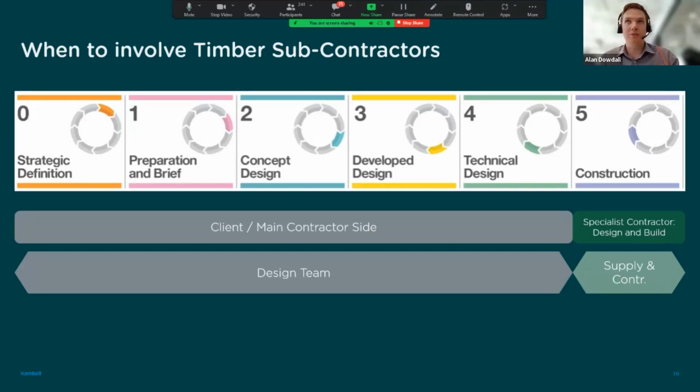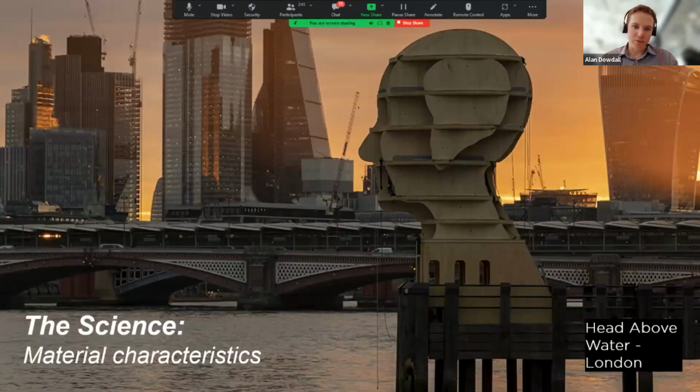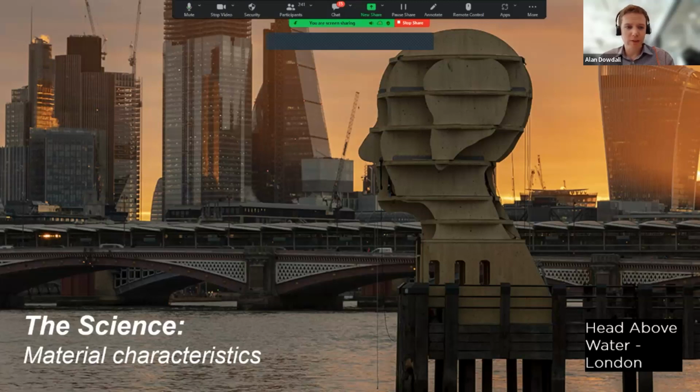Sorry, somebody's interjected there. So that was very fast, and I realize I'm running short on time, so I'm going to hand over to David, and I'll come back later on to talk about other things about the science of the material, timber. David.